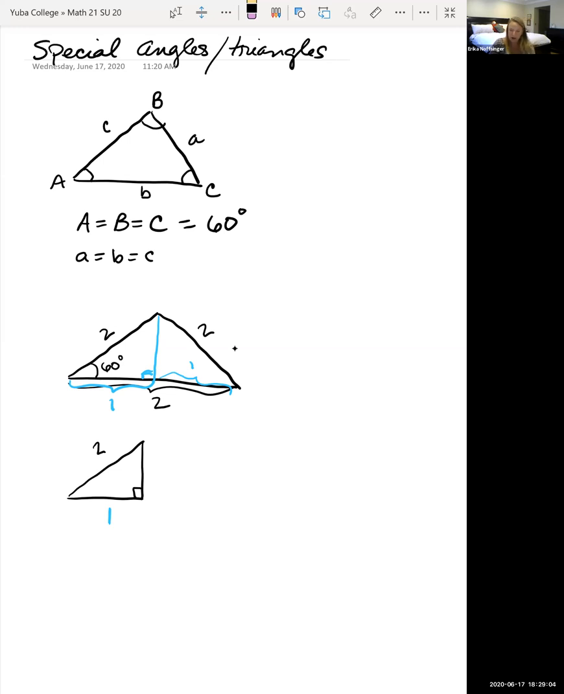So by the Pythagorean theorem, we could figure out the length of the other leg of the triangle. We know the hypotenuse and we know one leg. Using the Pythagorean theorem, I'm going to call this leg y. We know that y squared is equal to the hypotenuse squared, which is 2 squared, minus the other leg squared, 1 squared. So y squared is equal to 4 minus 1, so y squared equals 3. Take the square root of both sides, and we get y is equal to the square root of 3.